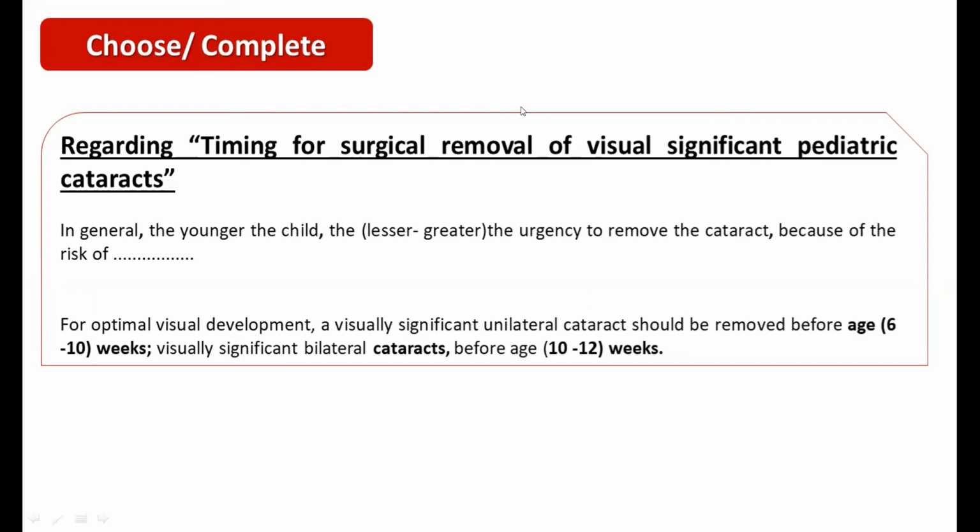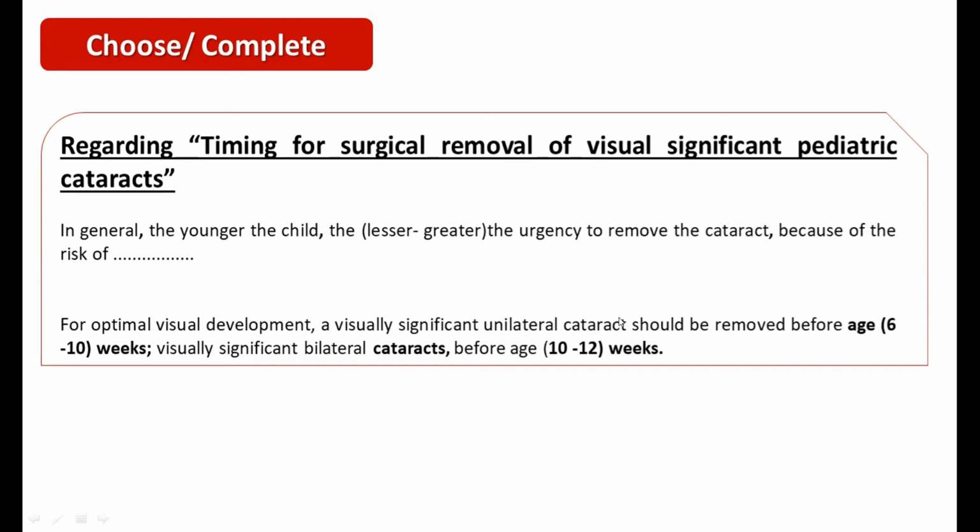form deprivation amblyopia. The next sentence here: for optimal visual development, a visually significant unilateral cataract should be removed before the age of 6 weeks, but visually significant bilateral cataracts before the age of 10 weeks. So as you know, unilateral should be earlier than bilateral, and we are speaking about weeks, okay?